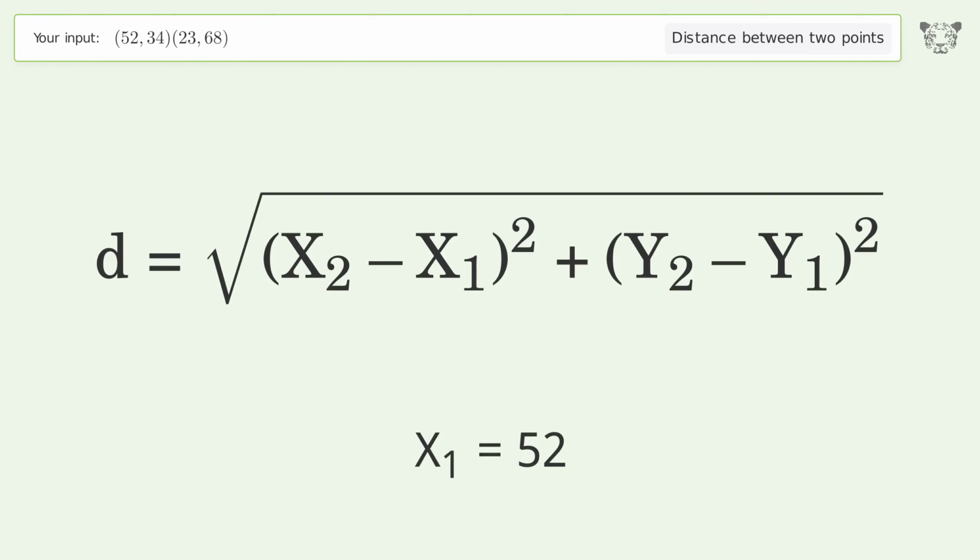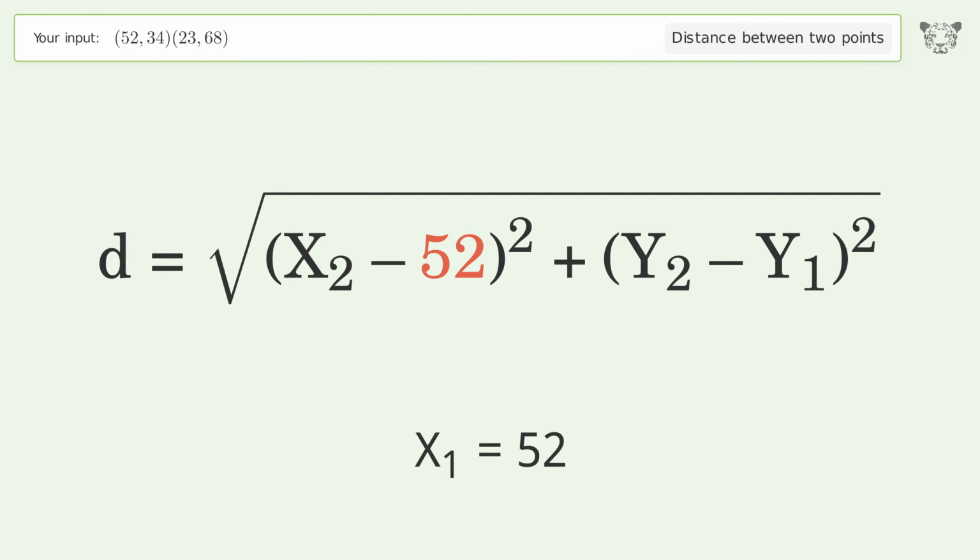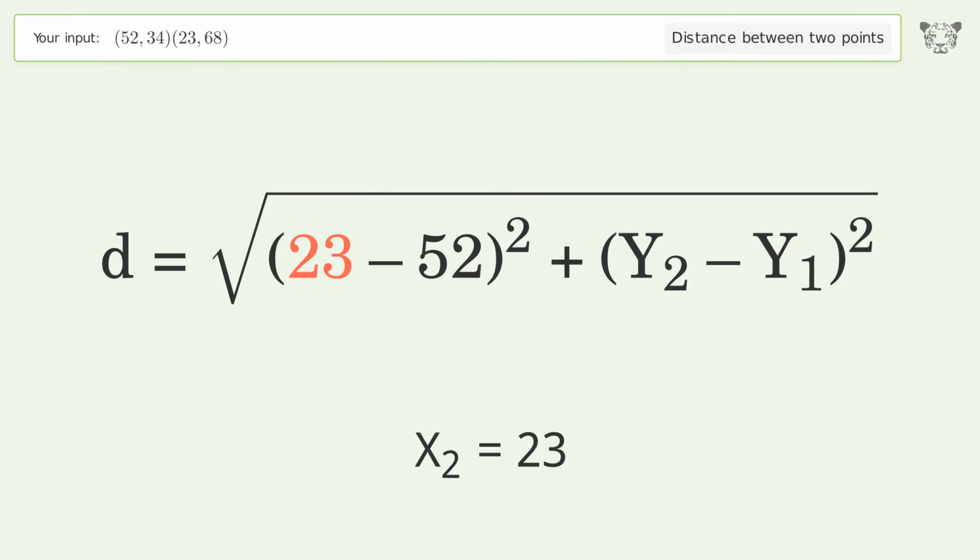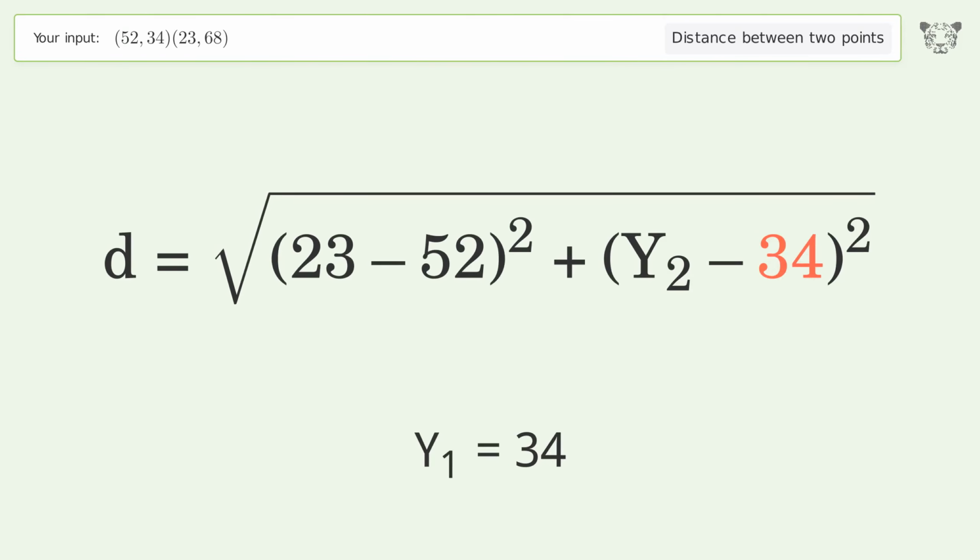x1 equals 52. x2 equals 23. y1 equals 34. y2 equals 68.